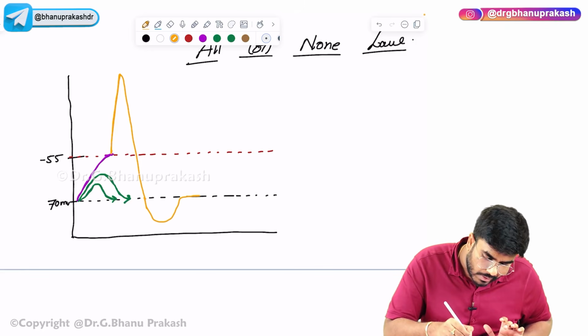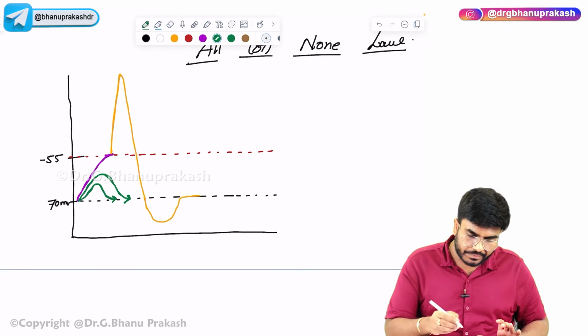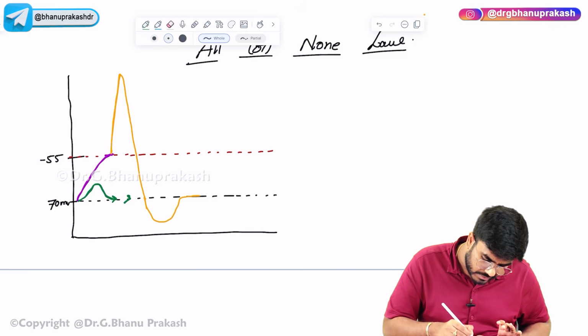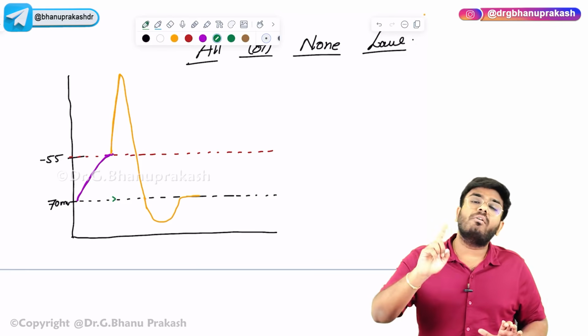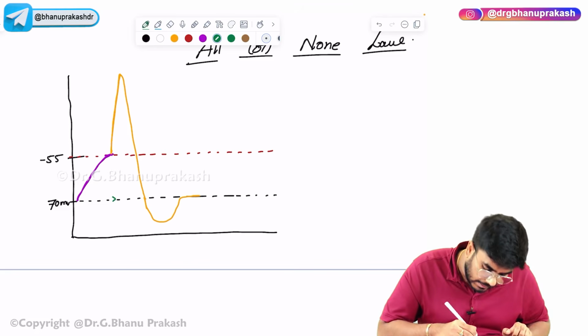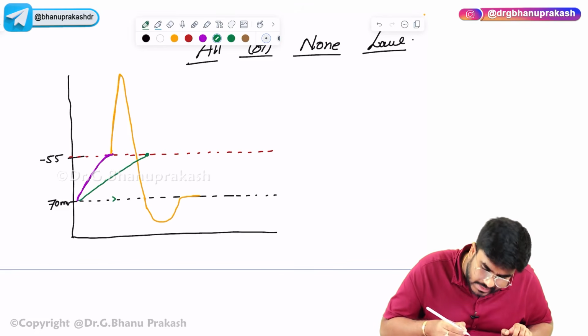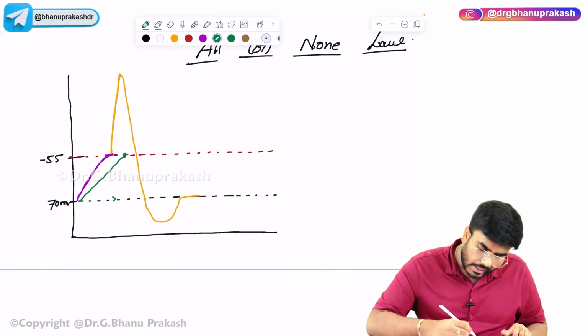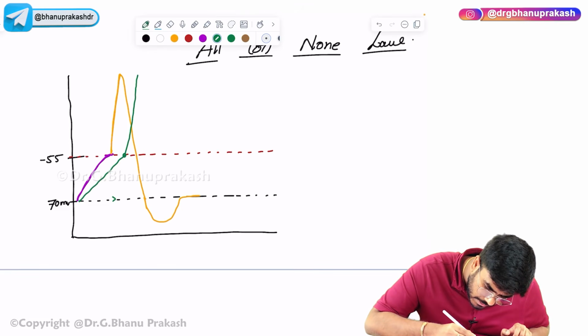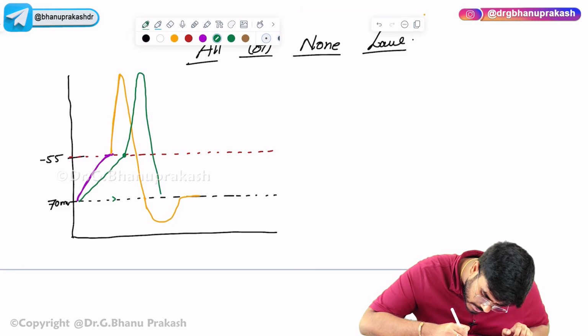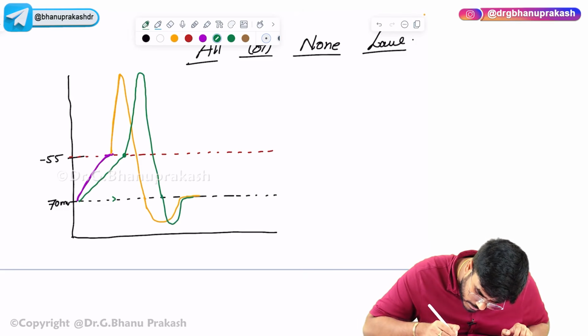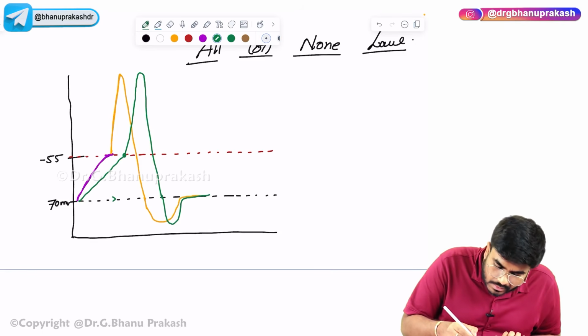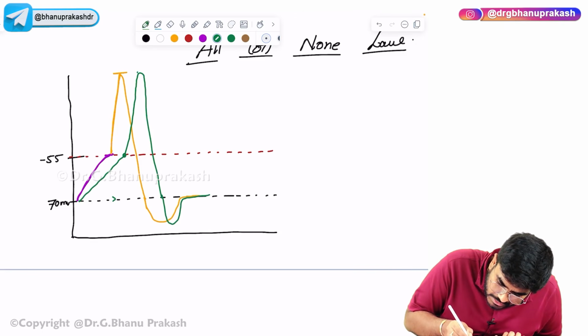See, for example, now I am showing the green color. Let's just erase this first. Now I am giving the second stimulus. This second stimulus is also powerful. I am giving much more stimulus. Even now, say, the threshold potential is attained. There will be depolarization, repolarization, hyperpolarization, and resting membrane potential. See the height of the action potentials.